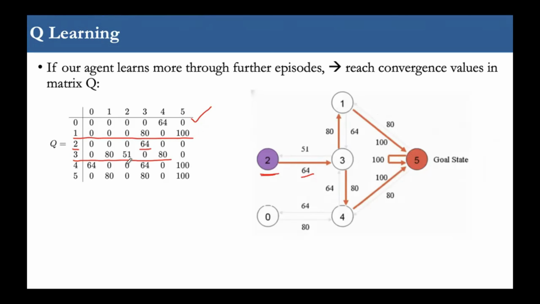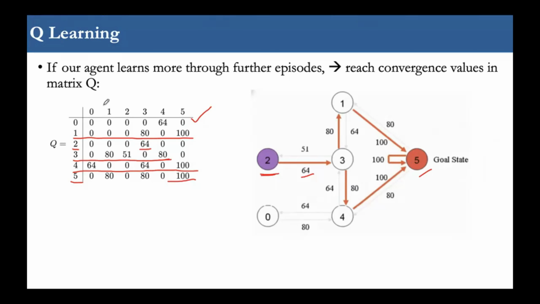For example, if you are in 3 and you are selecting 4, then in 4 also you check for the highest value, which leads to the goal state 5. From 5, again you check for the highest value. The highest value is 100, which is for 5. So, in 5, you will be looping in 5 itself.